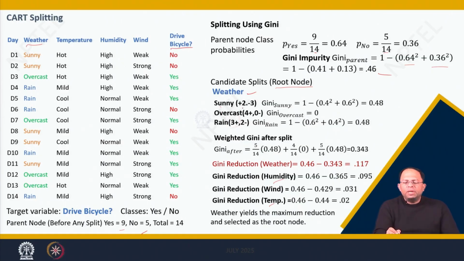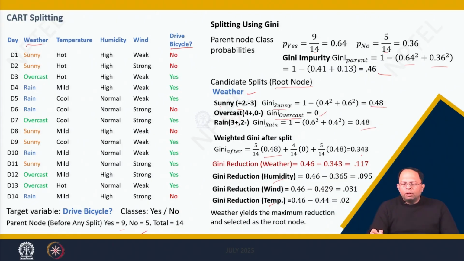If it is sunny, the split between yeses and nos is +2 and -3, that is 2 yeses and 3 nos. For overcast it is 4 and 0, that is 4 yeses and 0 nos. For rain it is 3 yeses and 2 nos. In the same way, when I do the calculations of the Gini for sunny, I get 1 minus (0.4 squared plus 0.6 squared), which comes to 0.48. Because overcast is a perfect split, 4 and 0, we get a Gini value of 0. Then the Gini of rain is also 0.48. So the weighted Gini is again the proportion multiplied by that particular Gini value.